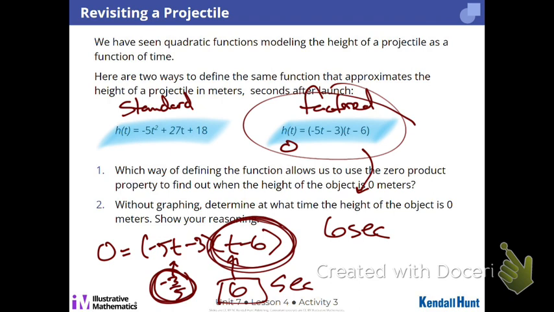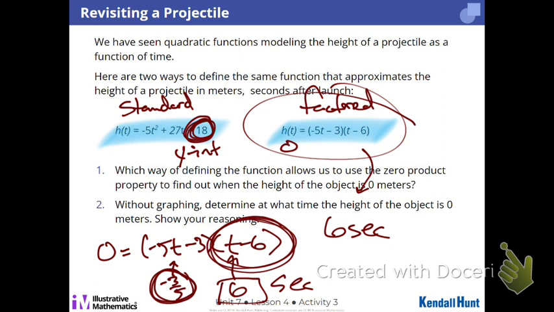All right. Now here's a fun one, just for extra. Where was it launched from? 18. How do I know it's 18? That is the y-intercept. Okay.